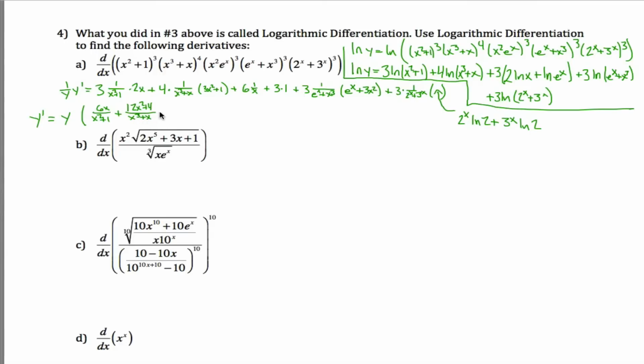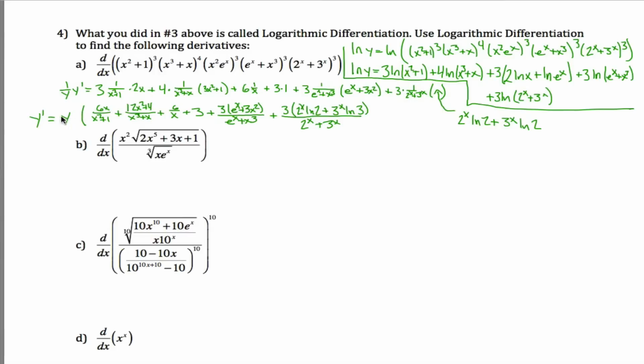That's this whole thing, plus 6 over x plus 3. That's this 3 right here, plus 3 times e to the x plus 3x squared, all divided by e to the x plus x cubed. That was this term. And then my last one here, I got plus 3 times 2 to the x natural log of 2 plus 3 to the x natural log of 3, all divided by 2 to the x plus 3 to the x. And technically this isn't even my answer.